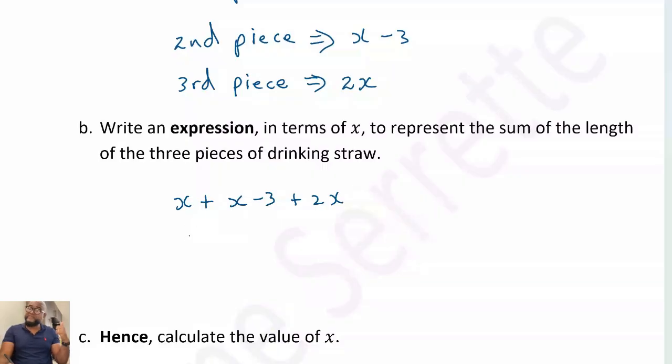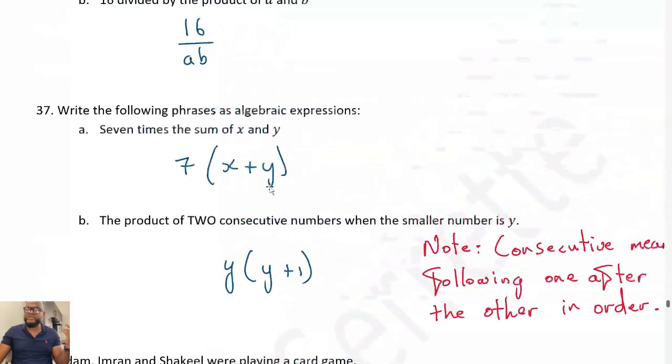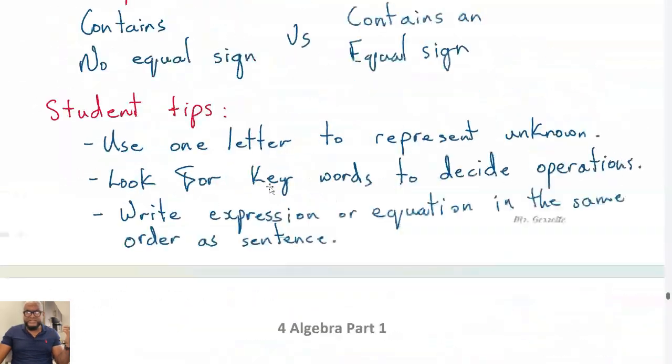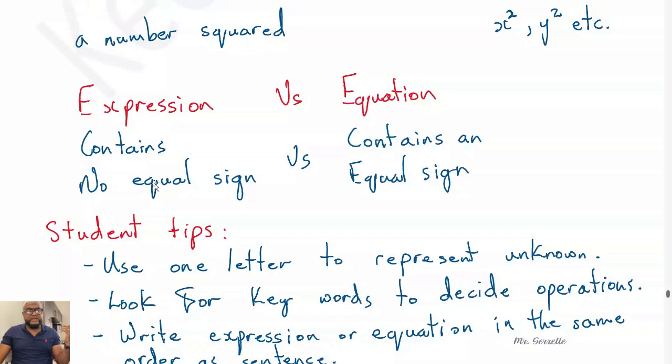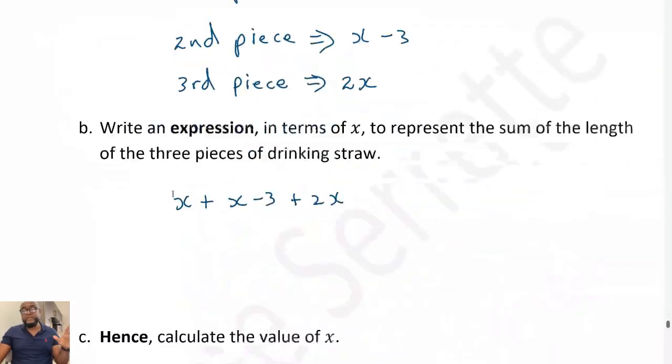Does an expression have an equal sign? No. Look at it right there. I try to put expression versus equation somewhere. Look right there. Contains no equal sign. Contains an equal sign: equation. Expression. Cool? So you're not doing anything else.